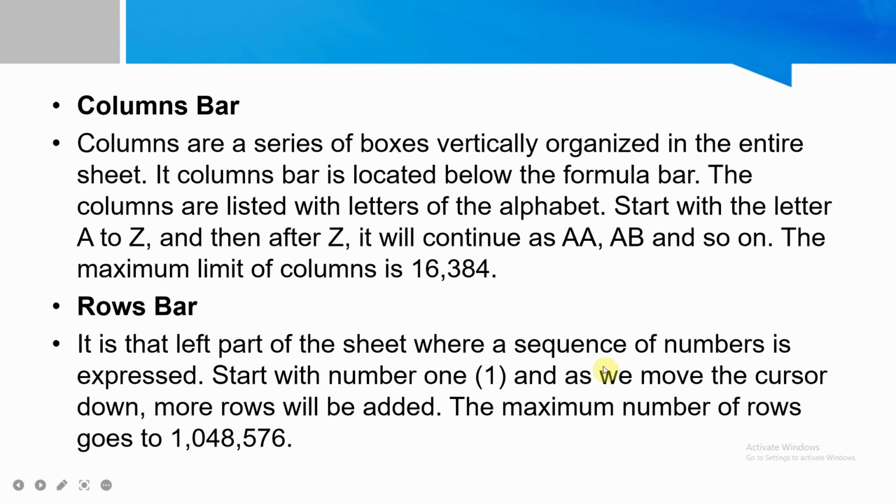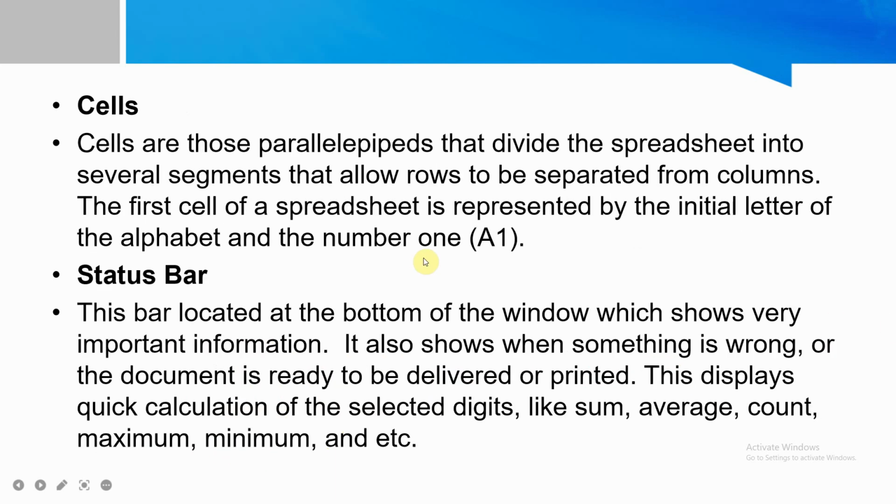So row 1, as we move the cursor down, more rows were added, and the maximum rows that you can use in your single page of spreadsheet is 1,048,576. Then cells, which by definition are the parallel pipes that divide the spreadsheet into several segments and allow rows to be separated in the columns.